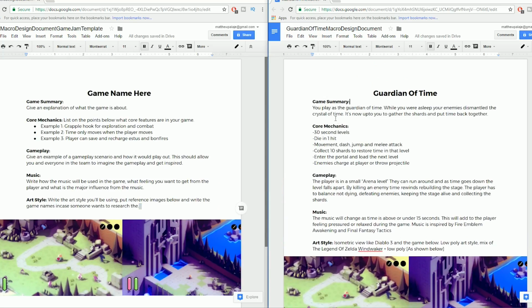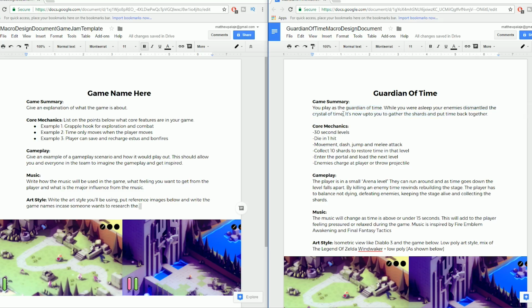So in terms of the structure, we start with the game summary, and this is an explanation of what the game is about. As you can see, I've written here, you play as the Guardian of Time. While you're asleep, your enemies dismantle the Crystal of Time. So first of all, we know there's a character that we play as, so this is a third-person game.